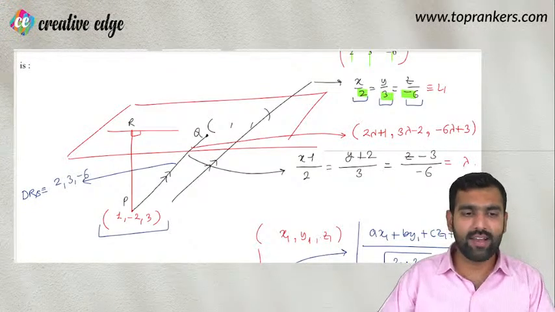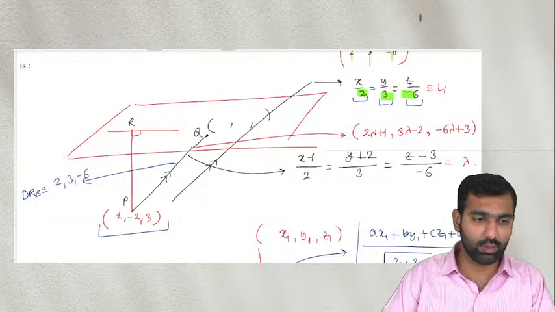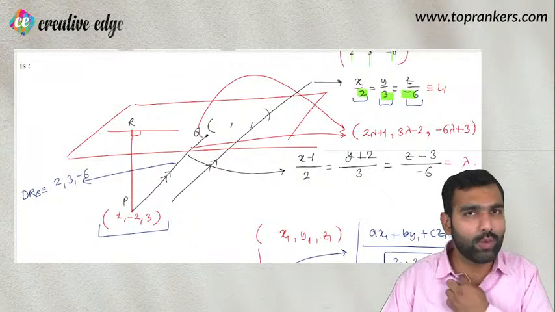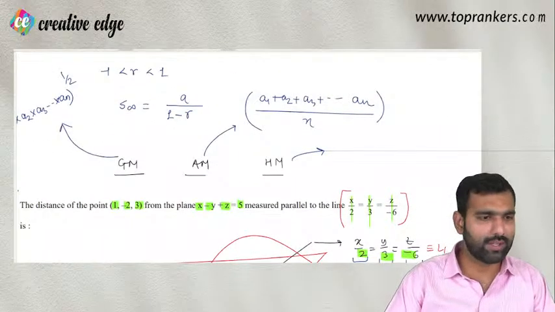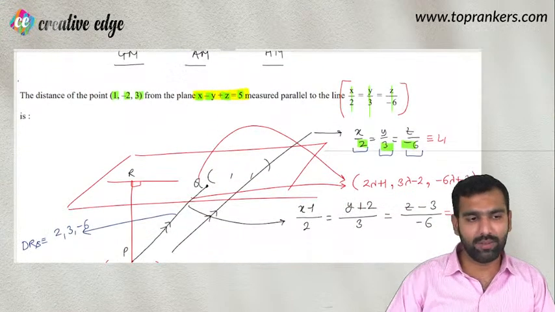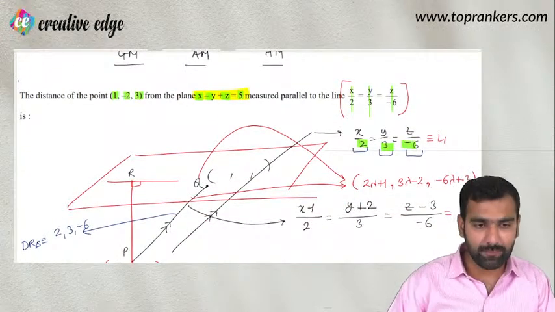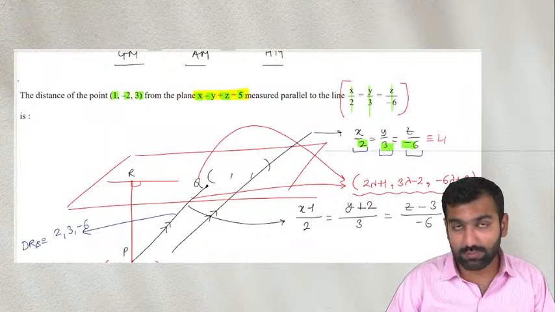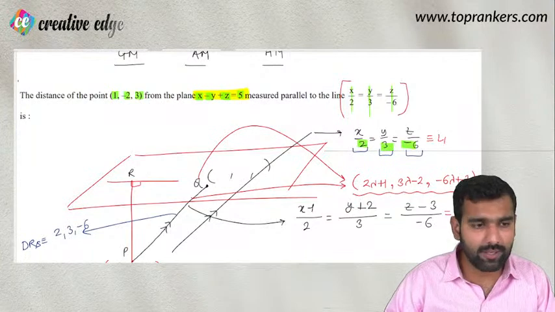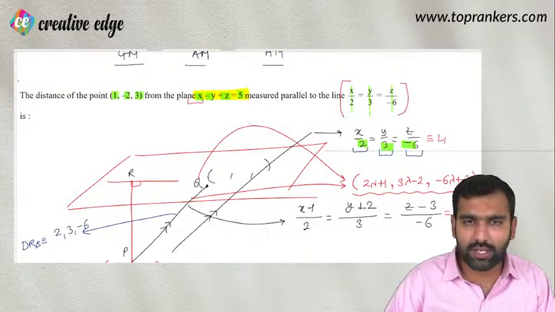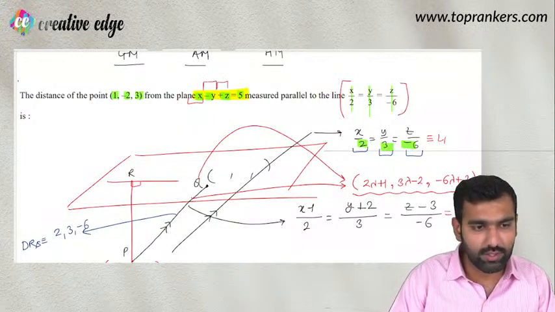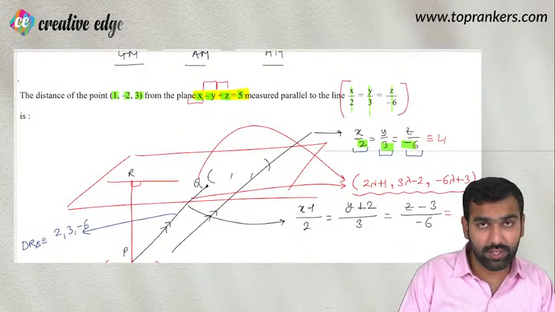Now, when you replace these values here, let me assume for a while that these are the coordinates of nothing but this Q. And if these are the coordinates of Q, then a very important point comes up: the point Q lies on the plane, and the plane is x minus y plus z is equal to 5. That is, if point Q lies on this plane, then point Q will satisfy the equation of the plane. That is, 2 lambda plus 1 here, 3 lambda minus 2 here, and minus 6 lambda plus 3 here is equal to 5. This should give me the value of lambda basically.